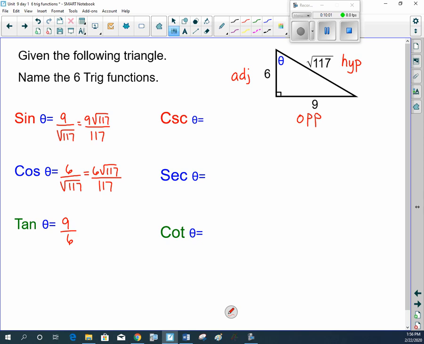Always reduce your fractions. So not only do you have to rationalize, but you have to reduce. Those both reduce by 3, so you end up with 3 over 2. Okay, now I'm going to go do the reciprocal functions.